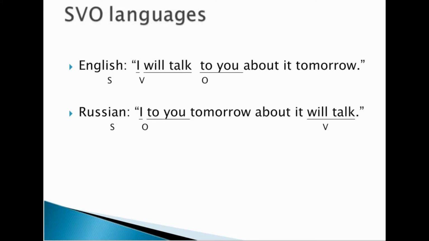However, some languages are more complicated, for example, Russian. The Russian language allows all possible combinations, SVO, OVS, SOV, and so on. A Russian speaker would follow a different sentence order. For example, he would say, I to you tomorrow about it will talk.